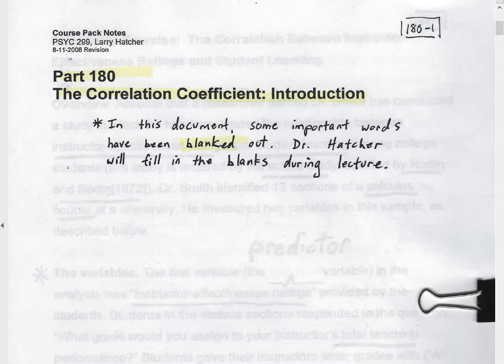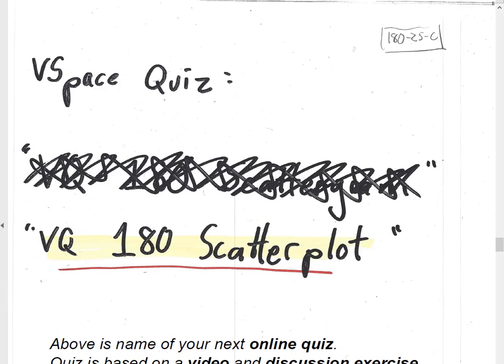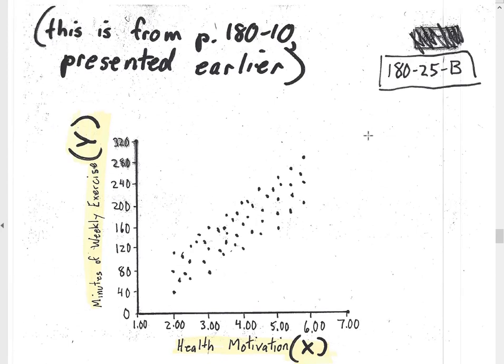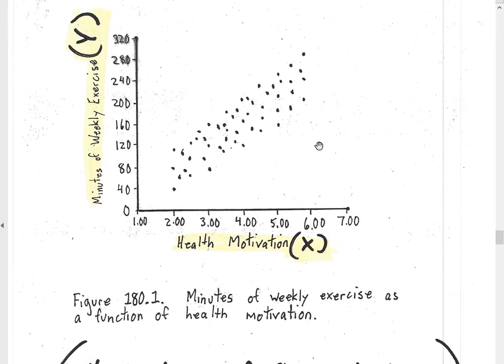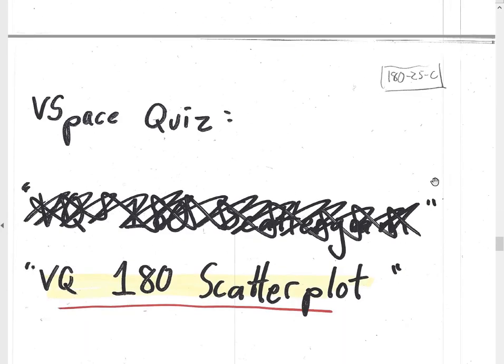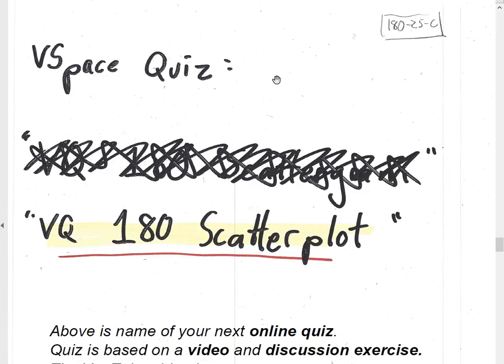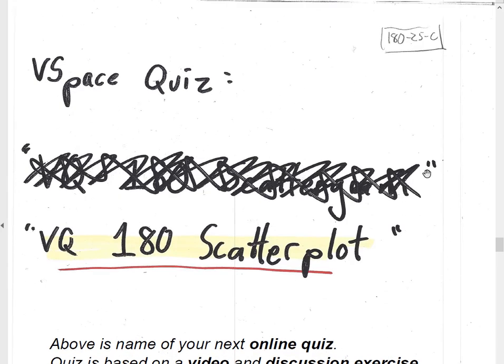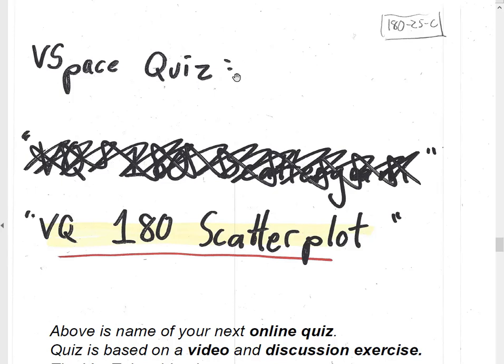So I can skip to page 27 of this PDF document, which corresponds in your course pack to page 18025C. If you're following along in the course pack, the preceding page that I would have covered would have been 18025B, where I showed this scatter plot in discussing the coefficient of determination. We proceed to 18025C, where I point out that this next bit is going to lead to a Canvas quiz.